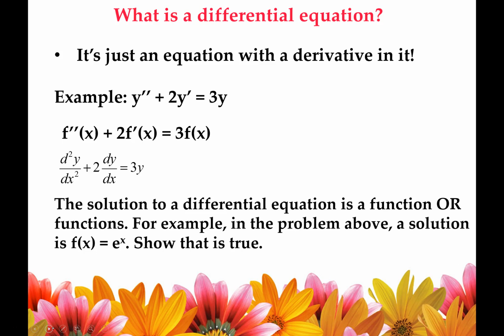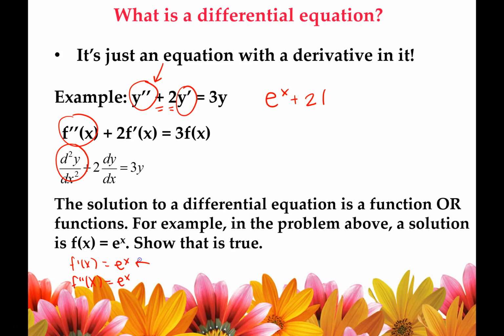For example, in the problem above, a solution would be f of x equals e to the x. Now let's show that that's true. So it doesn't matter which notation that we use, and so we know that the first thing that we do is we take the derivative twice. So f prime of x is obviously e to the x, and f double prime of x, take the derivative of this function, and that's also e to the x. So my second derivative is e to the x, and then I'm going to have plus, and then I'm going to write a 2. And now I'm going to take my first derivative.